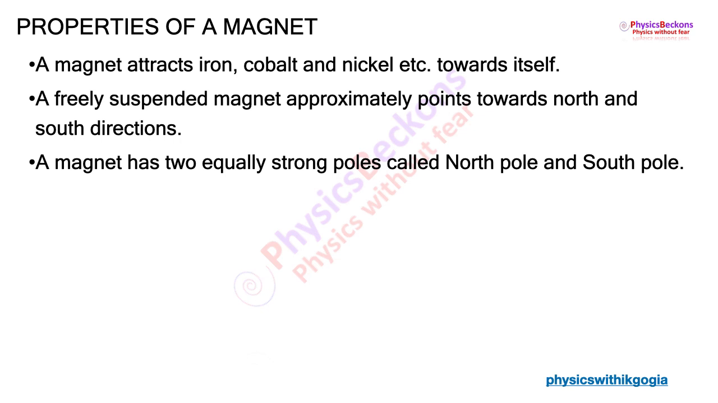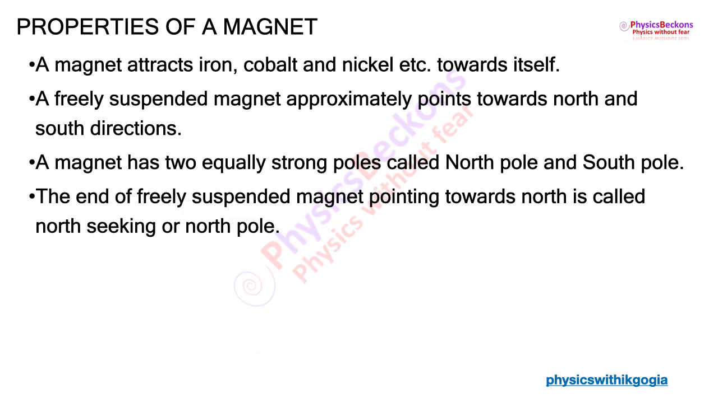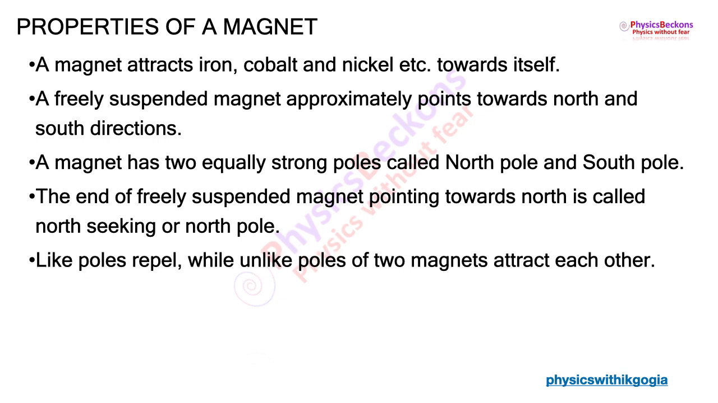The end of a freely suspended magnet which points towards north is called north seeking pole or the north pole. The end of the freely suspended magnet which points towards south, which comes to rest towards south, is called south seeking or the south pole. The like poles of two magnets repel and unlike poles of the magnets attract each other.